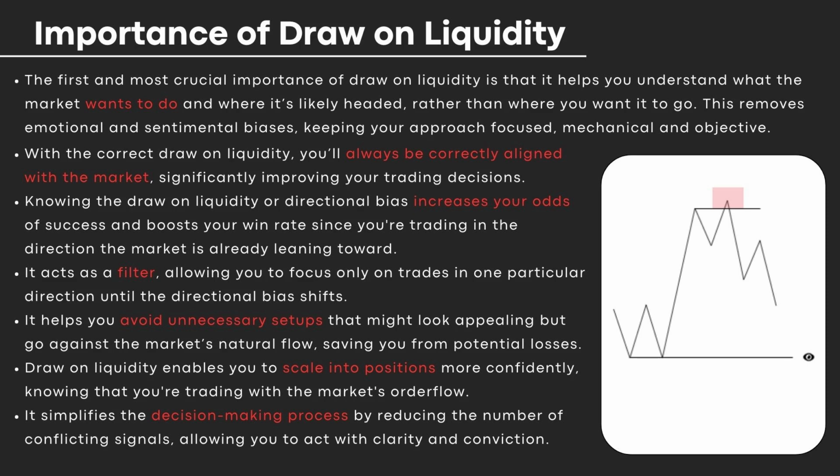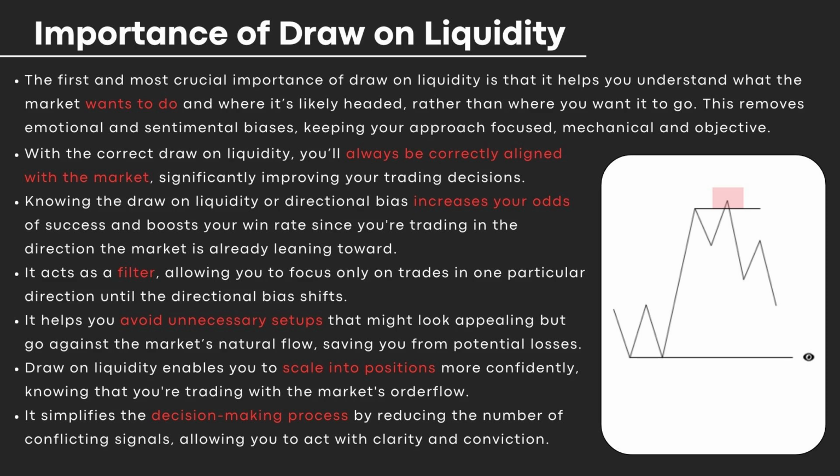If you know what the drawn liquidity is, you'd be able to easily align yourself in the markets in that particular direction, and you'll make sure to only take entry setups or entry models that form or occur in the direction of the higher time frame drawn liquidity, right? Knowing the directional bias of the market increases your odds and chances of success, right? And boosts your win rate by a huge margin, because after all, you are trading in the direction that the market is already leaning towards, right? And you're not taking counter trades in the opposite direction, which significantly decreases the odds in your favor.